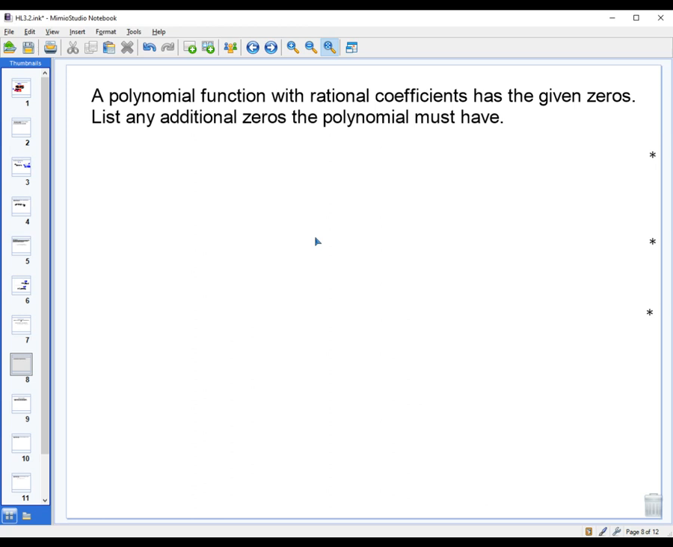So a polynomial function with rational coefficients has the given zeros. We want to list the additional zeros the polynomial must have. So if we have this problem here, we have 2 plus root 7, we have -9, and we have 3i. What are the other zeros that this polynomial must have? So according to this root 7 here, we should also have a 2 minus the square root of 7. And because of this 3i, we should also have a -3i. So these are the ones that it must have. It must have 2 minus root 7 and also -3i.